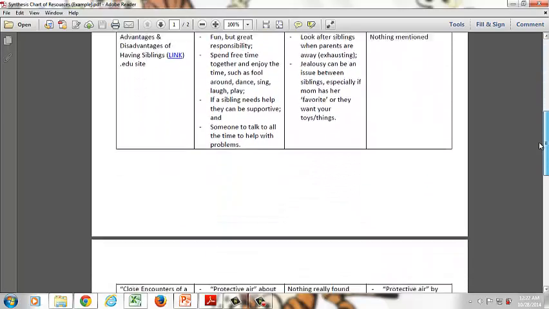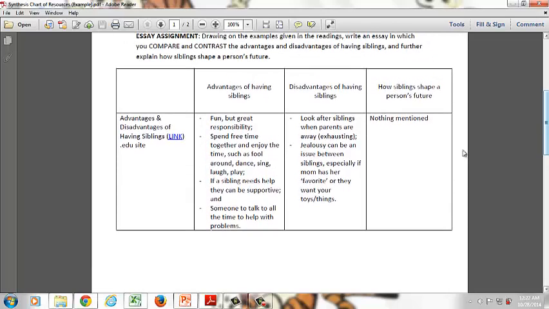Let's see. Okay, so you can see here, the first article I had, the title of the article was called Advantages and Disadvantages of Having Siblings, and I got it from an EDU website. From this particular article, here are my main ideas, because this is going to be my body 1 paragraph, because this is what I'm being asked to do in my essay assignment.